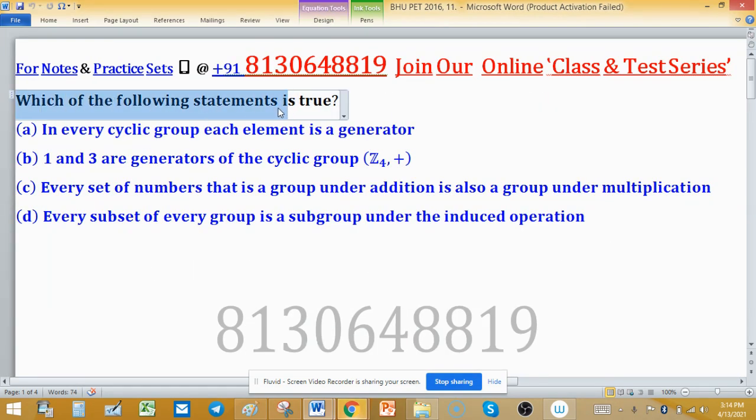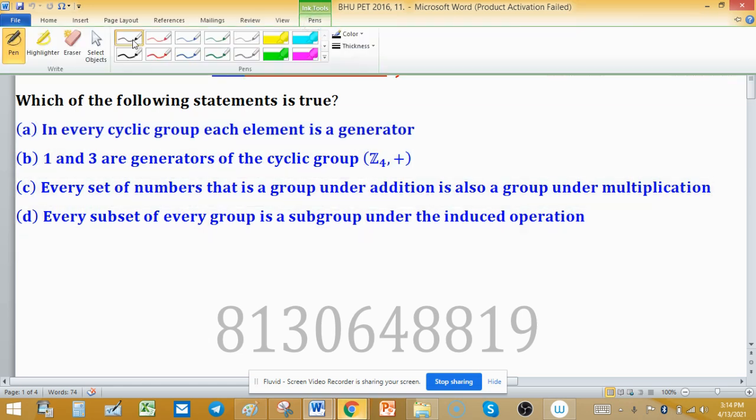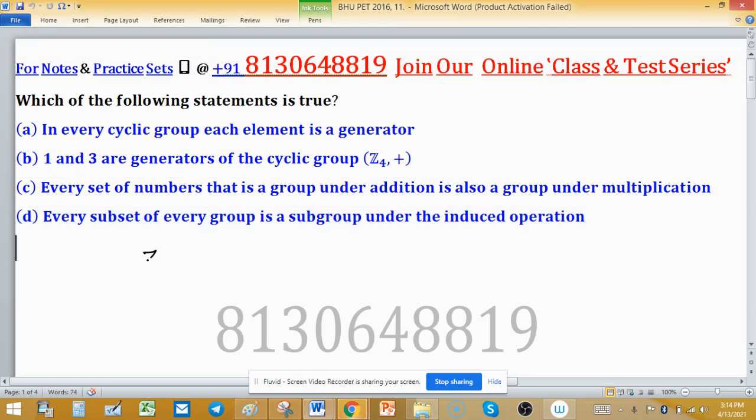Which of the following statements is true? In option A, in every cyclic group, each element is a generator. This statement is false. You can consider the cyclic group Z, which is generated by 1 and minus 1. So not all elements are generators, whereas the statement says that in every cyclic group each element is a generator. So this statement is false.